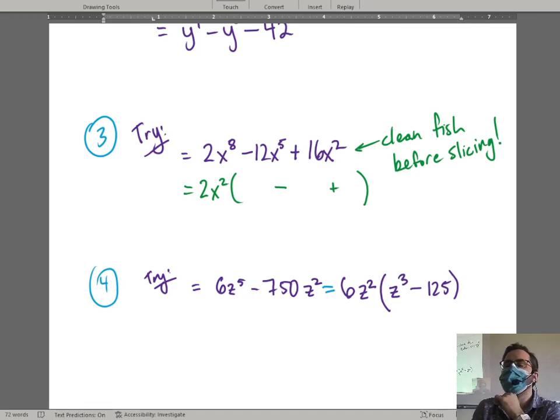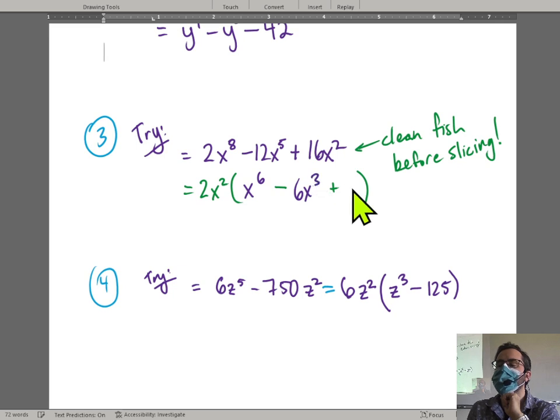Here we're starting again. We can factor 2x squared from all three terms. Brian, what remains right here? When we factor out 2x squared, we get x to the sixth power minus, this would have to be 6x to the fourth. Am I correct there? No. 6x to the third, right? And this would have to be just 8.